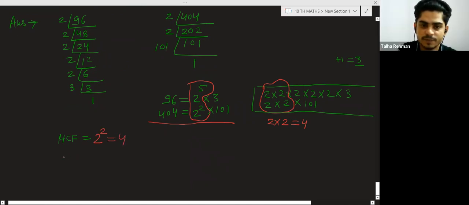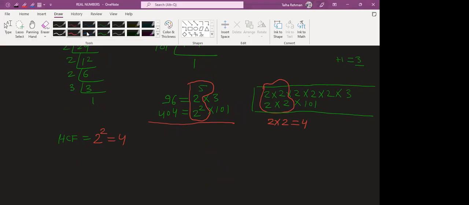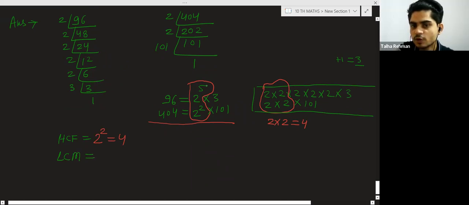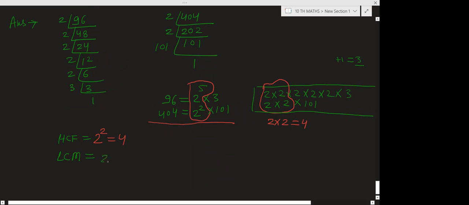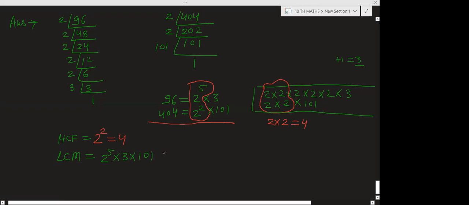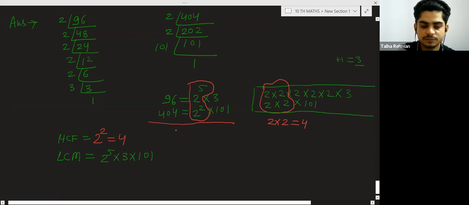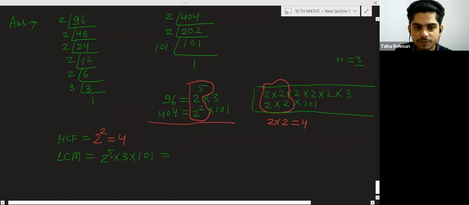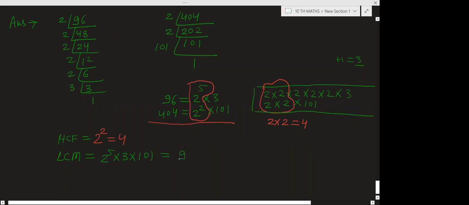HCF is 4 simply. And for LCM, take the highest power of the factors. What is the highest power of 2? 2 to the power 5. Yes, sir. And take the other factors also. Do it directly. And the answer is this: 96 and this is 101.